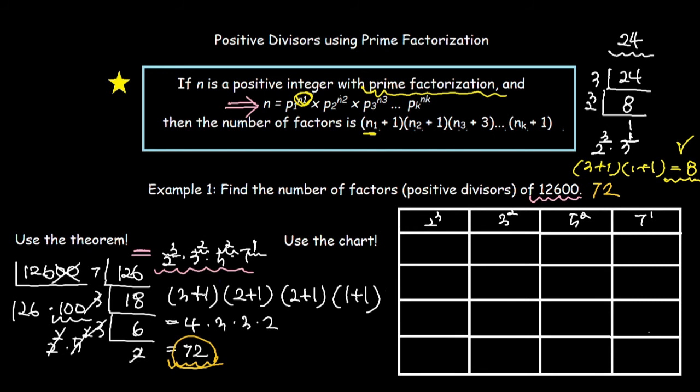Alright, so let's see if you actually got it right. There are a total of 4 factors for 2 to the third power, and that is 2 to the 0 power, 2 to the first power, 2 to the second power, and 2 to the third power. Same thing with 3 to the second power: we have 0, 1, and 2. Similarly, we have the same for 5. And for 7, we only have 2 blanks, which is 7 to the 0 and 7 to the first power. So this is what your chart should look like.